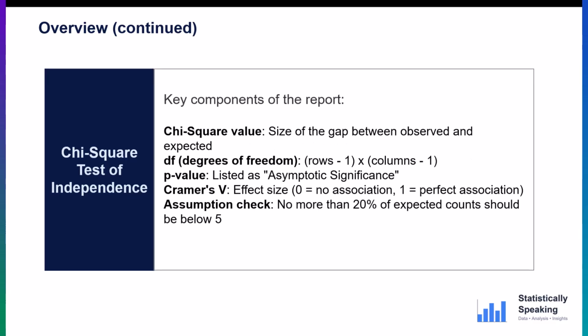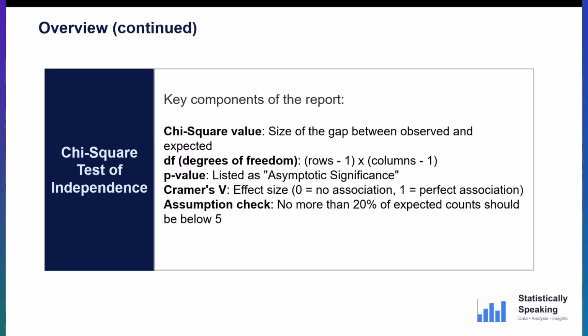So the report that SPSS generates has a lot of components, but there are some that are more important or critical than the others. So let's look at what they are. First, of course, is the chi-square value, which is the size of the gap between the observed and the expected numbers. DF stands for degrees of freedom. The formula for that is rows minus 1 times columns minus 1. P-value, as I mentioned, will be listed as asymptotic significance.